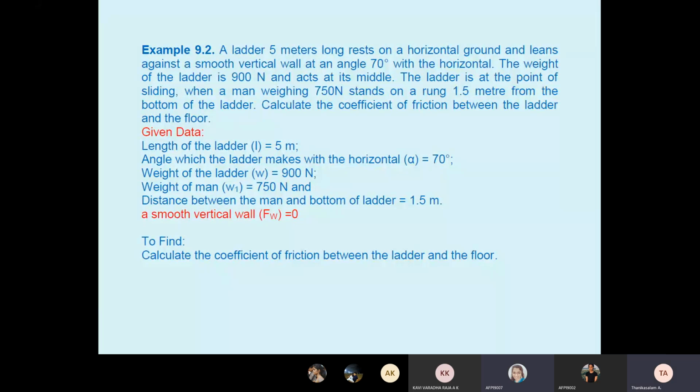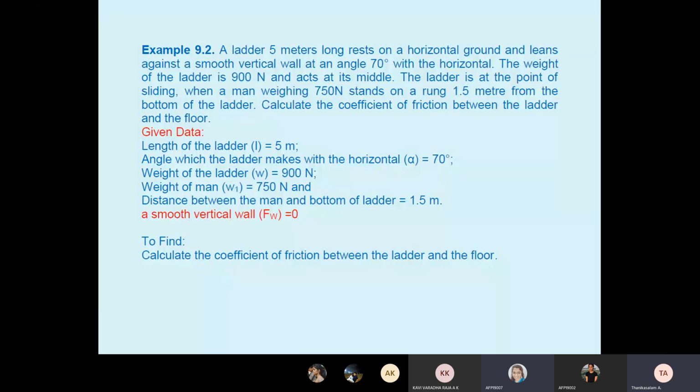Again, read the question. A ladder 5 meters long rests on horizontal ground and leans against a smooth vertical wall at an angle of 70 degrees with the horizontal. The weight of the ladder is 900 Newton and acts at its middle. The ladder is at the point of sliding when a man weighing 750 Newton stands on a rung 1.5 meters from the bottom of the ladder. Calculate the coefficient of friction between the ladder and the floor.